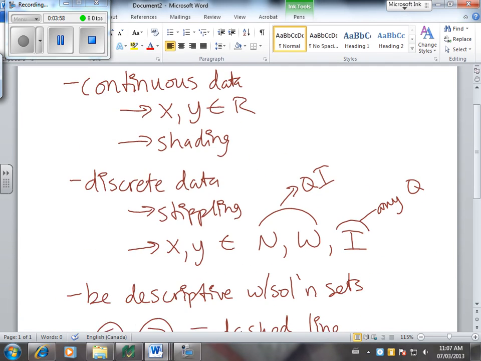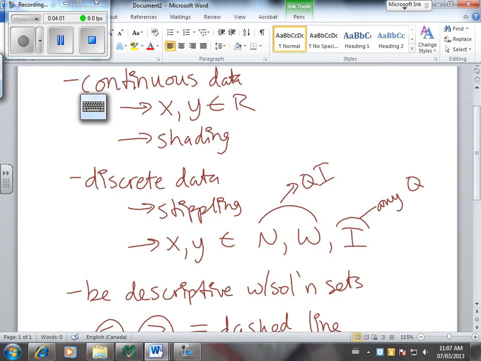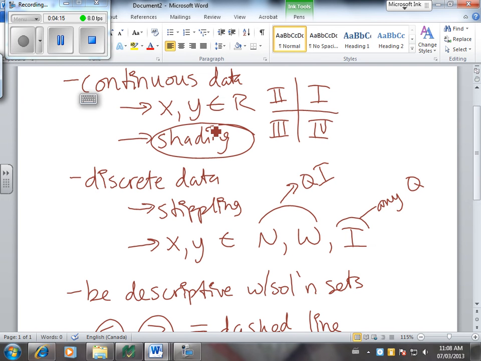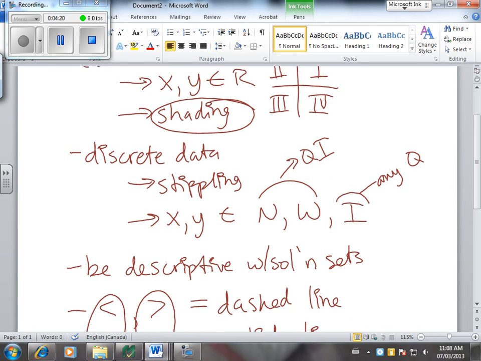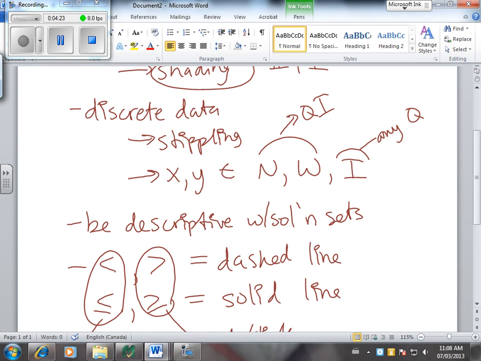Then when we're talking about continuous data, that is when x and y equal all real numbers. So this can be in any of your quadrants, 1, 2, 3, or 4. And if you're working with systems of inequalities, you will shade with all real numbers. When you have discrete data, this is when we stipple, and this is when x and y are equal to natural numbers, whole numbers, or integers. Natural and whole numbers are in quadrant 1. Integers can be in any quadrant because they can be positive or negative. You just have to stipple your data.